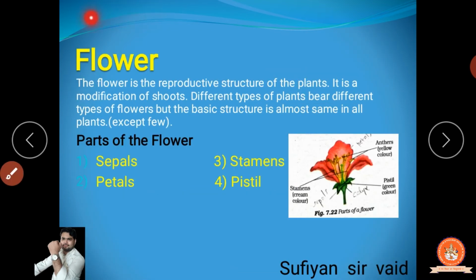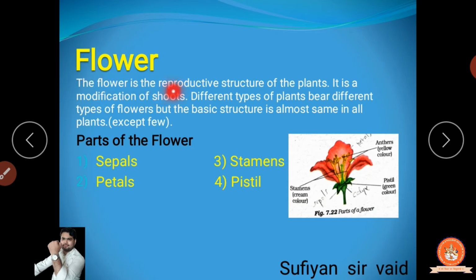Now the important thing about the plants is the flower: how the flower is reproductive, how the new flower is formed, how the seeds are formed. The flower has a reproductive system like a human being. How is the flower grown, and what are the names of the different parts of the flower?